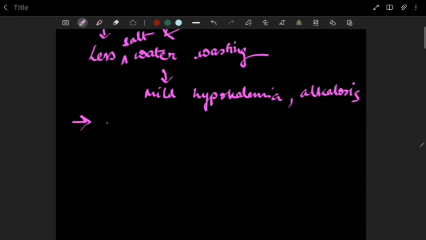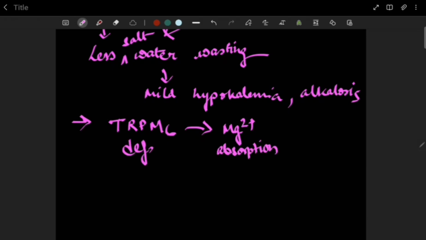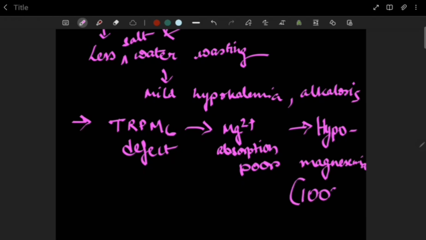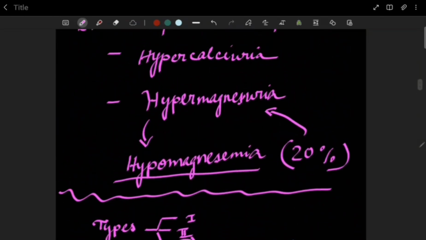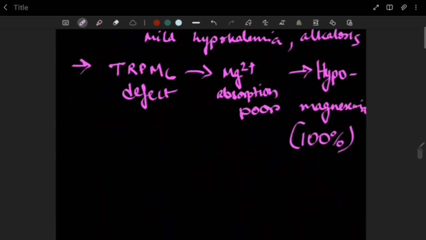This Gitelman syndrome is associated with TRPM6. It is a protein involved in regulating the magnesium levels in the body. This defect is also associated with the Gitelman syndrome. So this will impair the magnesium absorption in the body. So magnesium absorption is poor, and this will lead to hypomagnesemia in all the cases of Gitelman syndrome. 100%. There it was 20%. Here we have 100%.